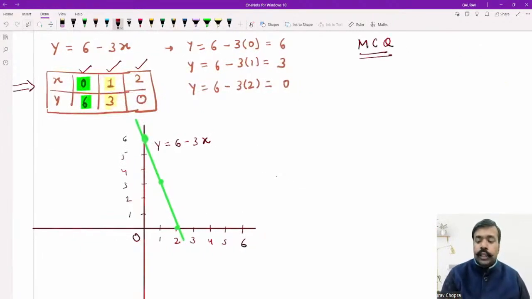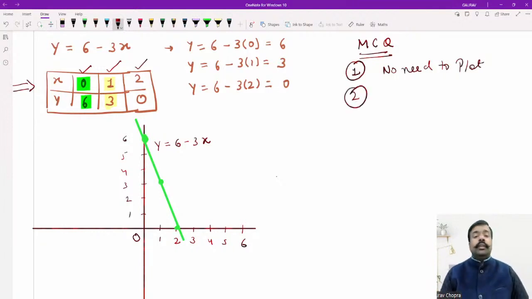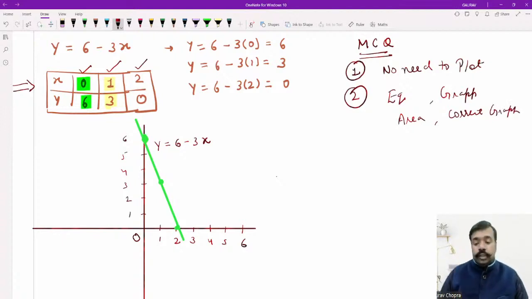So what kind of questions will come in the exam? We don't have to plot in exams. No need to plot. Then what will be given? You will be given the equations, you will be given the graph, and you have to find out the correct area, the correct graph, which one is the correct shaded region.